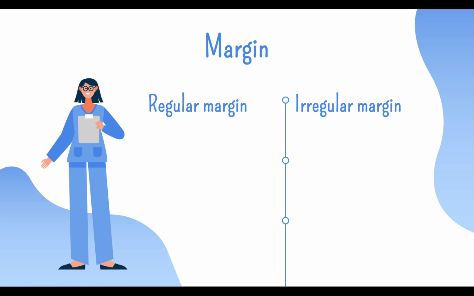The margin. Margin is the line of demarcation between normal and affected tissue. In the ulcer, we have to say whether it has a regular margin or an irregular margin.